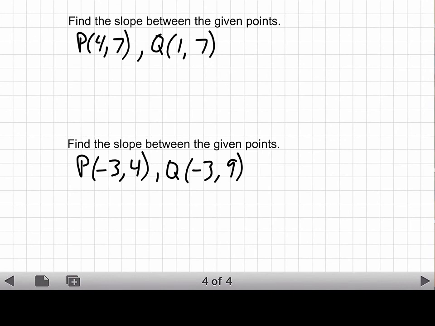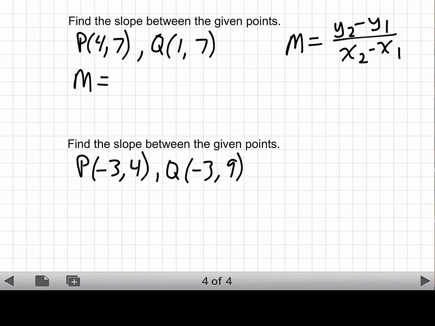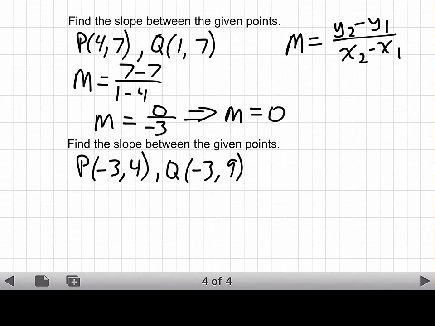Here we have our last two examples. Find the slope between (4, 7) and (1, 7), and find the slope between (-3, 4) and (-3, 9). Why don't you work these out on your own? Okay, as a reminder, the slope formula is m equals y2 minus y1 over x2 minus x1. So for the first example, y2 minus y1 is 7 minus 7. x2 minus x1 is 1 minus 4. So the slope that we get is 0 over -3, which means that the slope is equal to 0.